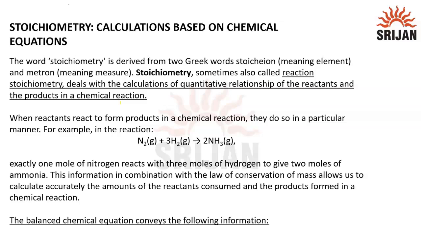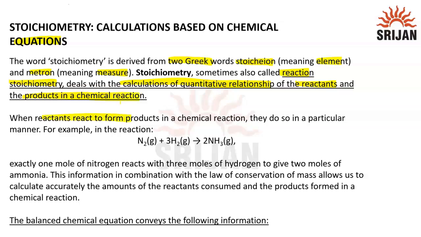In this video, we will learn about stoichiometry, that is, calculation based on chemical equations. This word stoichiometry is derived from two Greek words. The first one is stoichion, meaning element, and metron means to measure. So stoichiometry, sometimes also called reaction stoichiometry, deals with the calculations of quantitative relationship of the reactants and the products in a chemical reaction.